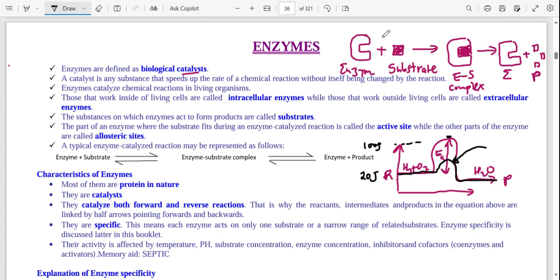Another thing that you need to know about an enzyme is that an enzyme is going to have some sites where things can attach. Here is our enzyme. Let me even shade it. So this part where the substrate attaches is known as the active site.